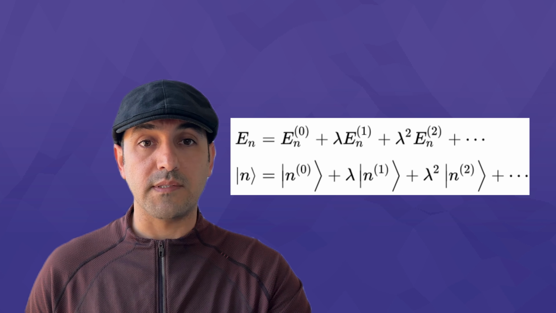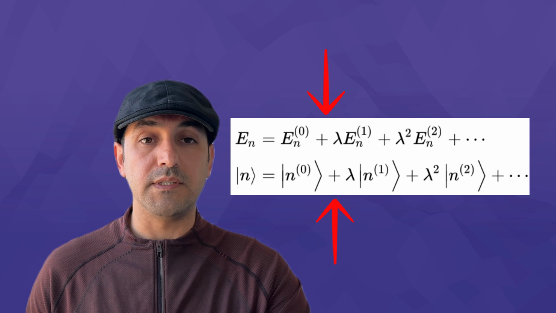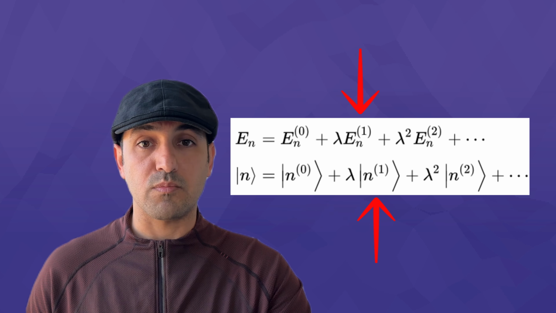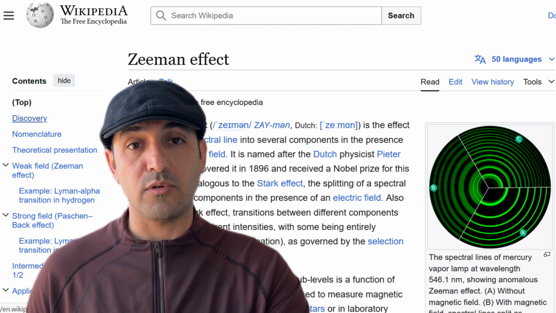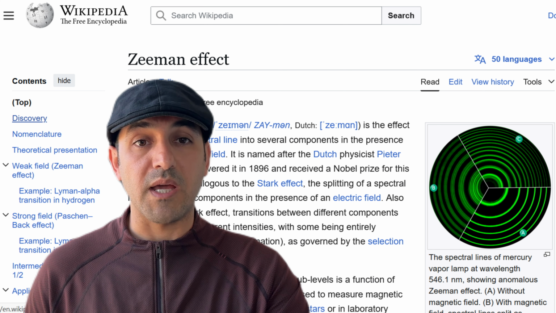They started with the simple solution for hydrogen and then added the effects of these extra forces as small corrections. This allowed them to predict things like how the colors of light emitted by atoms change in a magnetic field, a phenomenon called the Zeeman effect. The story doesn't stop there.